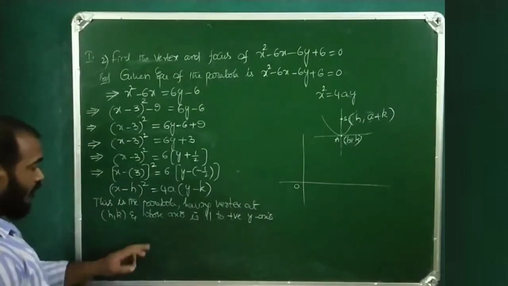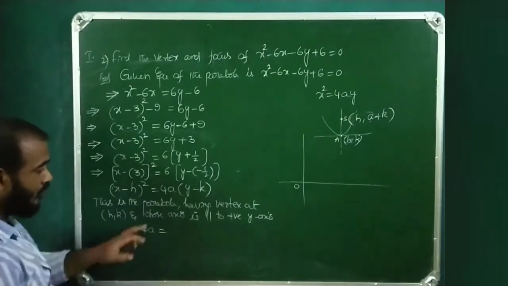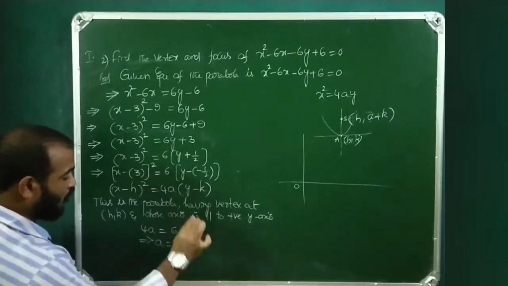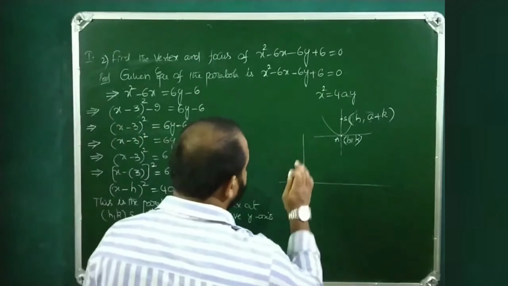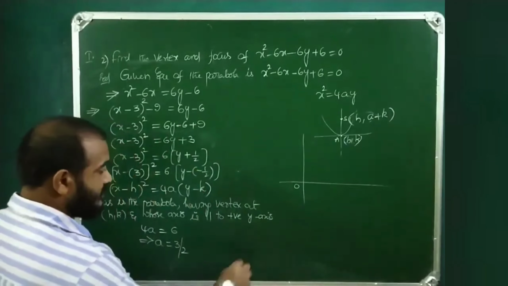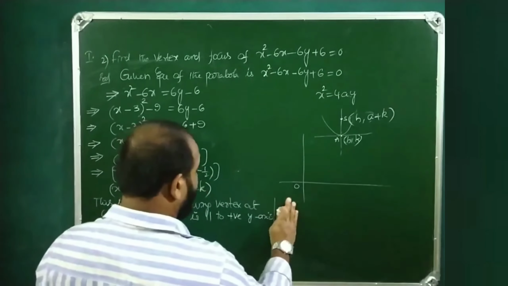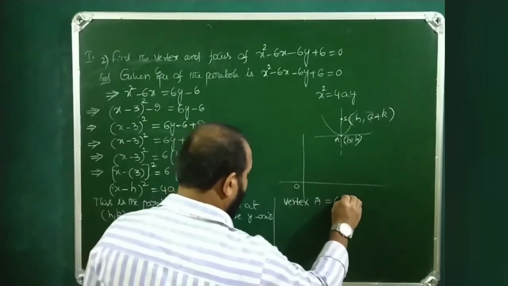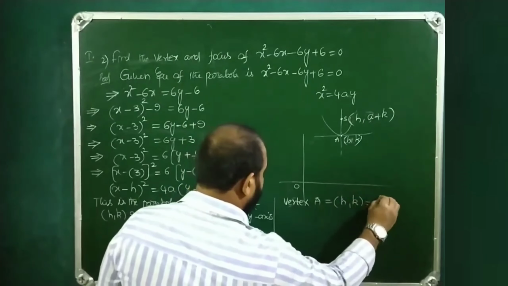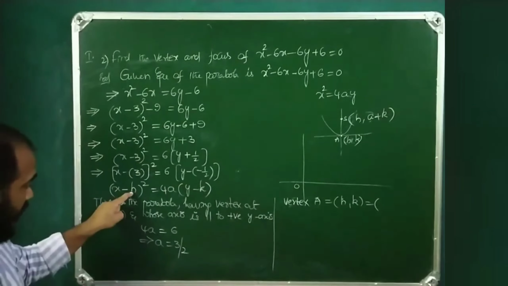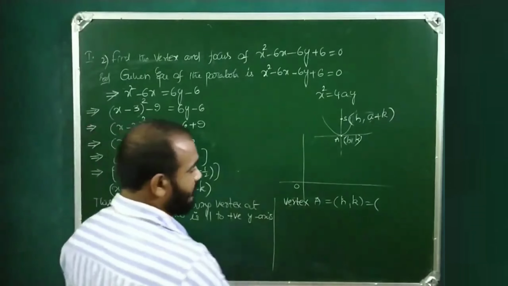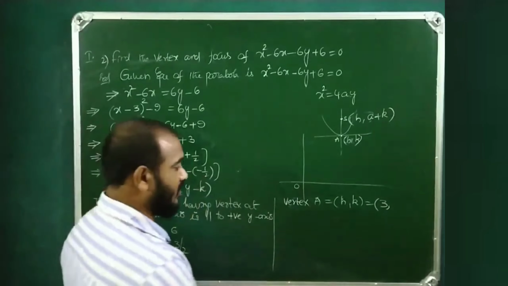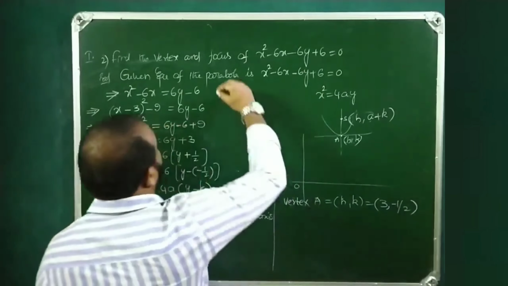Okay. Now, what is here? 4a equals 6. From this, what is a? 6 by 4, which is 3 by 2. Therefore, now, what is the focus? First, the vertex is h comma k. What is h here? In the place of h, you may see 3 here, comma, in the place of k, minus half is here. So 3 comma minus 1 by 2 is the vertex.